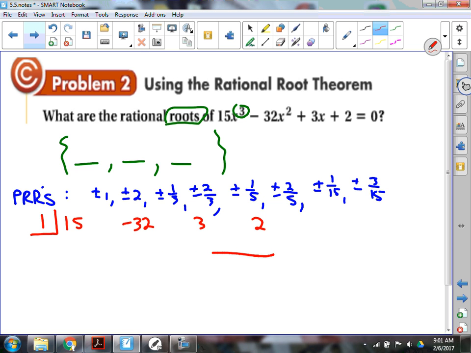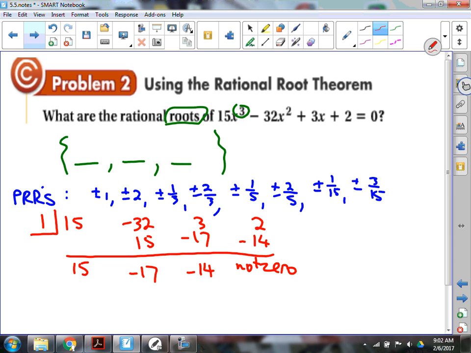Take your time when you do this synthetic division. If you mess up, it's going to create a nightmare on down the road. So we get 15, we get 15, we get negative 17, get negative 17, get negative 14. Now what should our remainder be if this ended up working? 0, good. 1 times negative 14 is negative 14. And this is not 0. I don't care what it is, but it's not 0. Dang it.